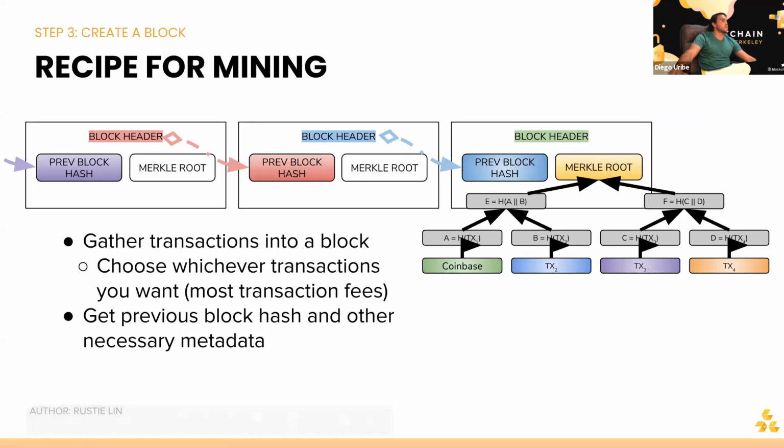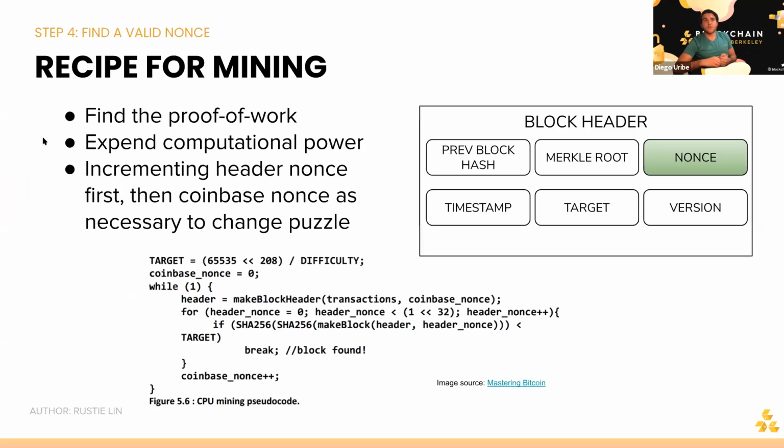Let me see if I missed anything. And then obviously you want to include all the metadata like the previous block hash and all that information into the block itself. So now you've constructed the block. Now we need to go and find a valid nonce. So this is where proof of work comes in.